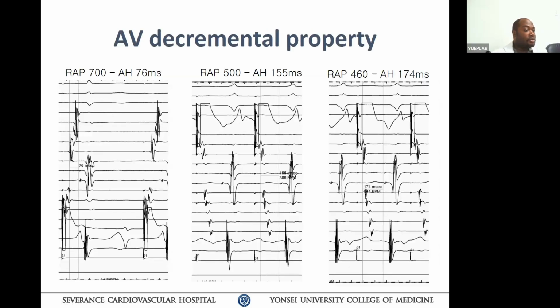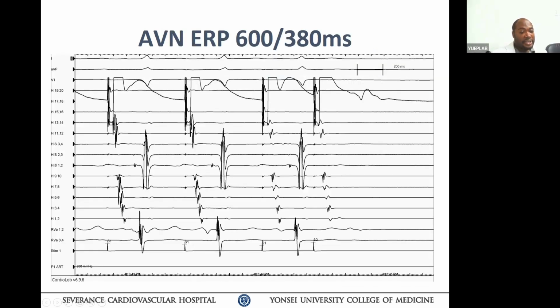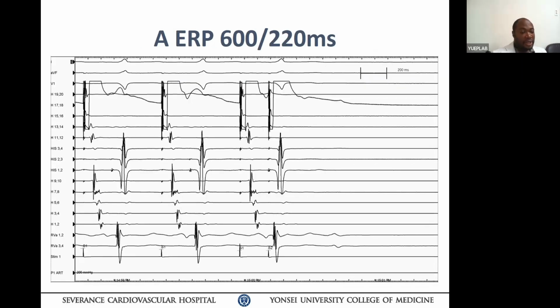And then during the straight A pacing, this is just showing the normal AV decremental property. So we can see the AH interval prolonging clearly, but the QRS remains the same. At AV node ERP, there was cessation of conduction to the ventricle, not even through what we believed was the accessory pathway. And this is the atrial ERP.